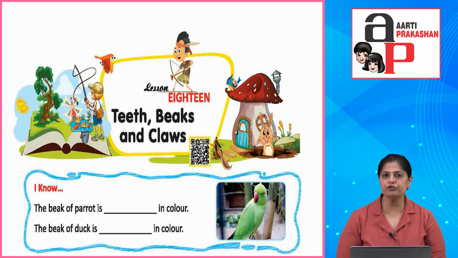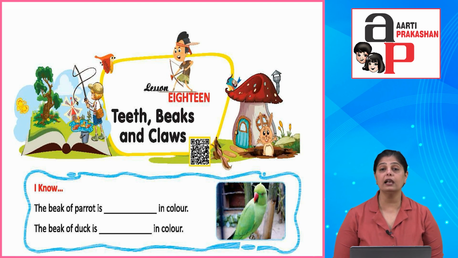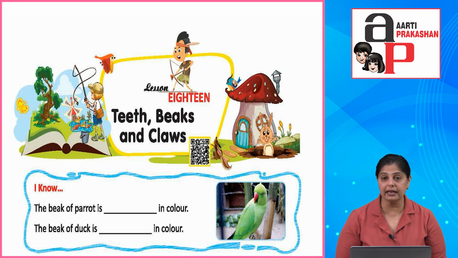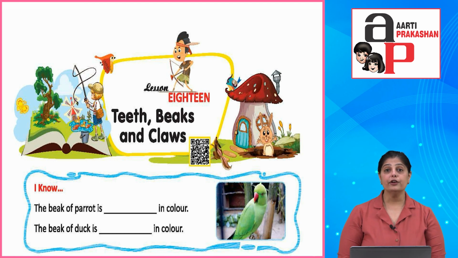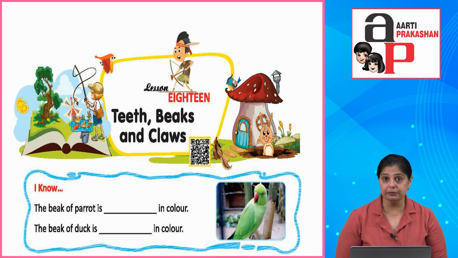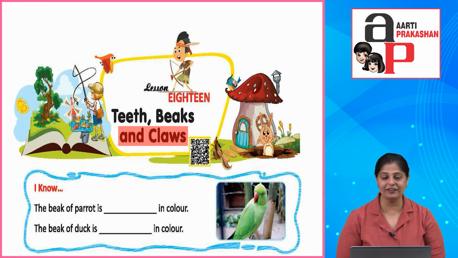So children, don't you think EVS is very important? Because in EVS you get information about different things in one place, in one book itself, isn't it? So children, so far we have learnt about animals, the different animals, how they are used, for what they are used, their habitat. Now it's time to look at the teeth, beaks and claws in this chapter. So let's talk about these features of animals in detail.